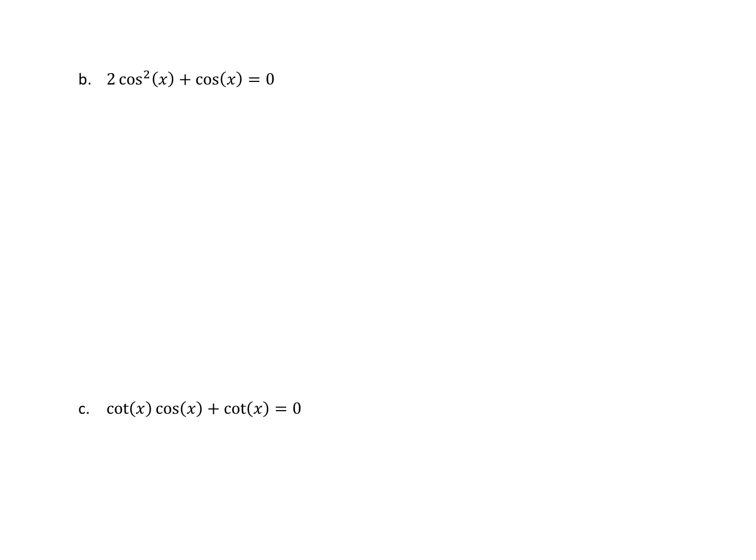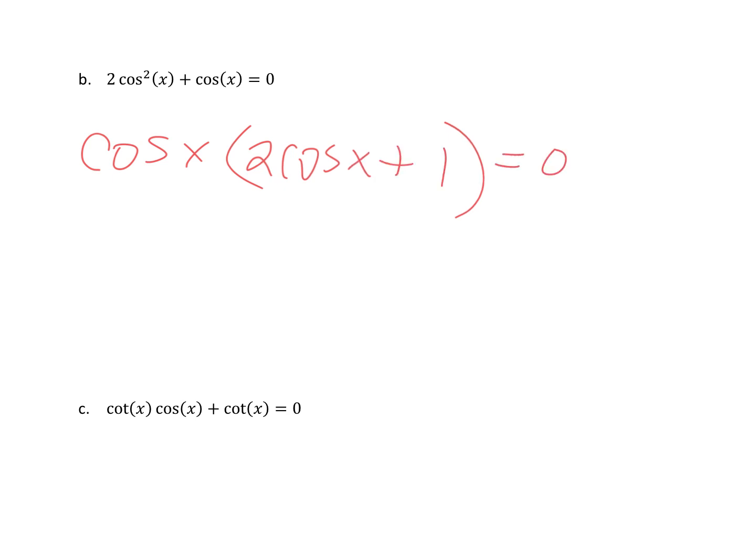Do you see there's a cosine in both of them? You factor it out. Cosine is now on the outside. And what would be left on the inside? 2 cosine plus 1. Is that just the answer then? No. Now you've got to set this equal to 0 and this equal to 0. And then you can solve it from there.